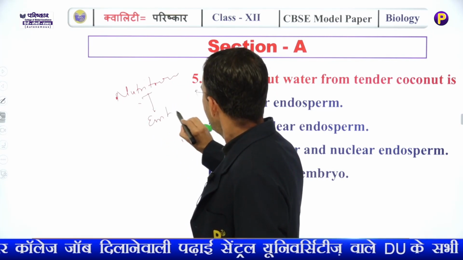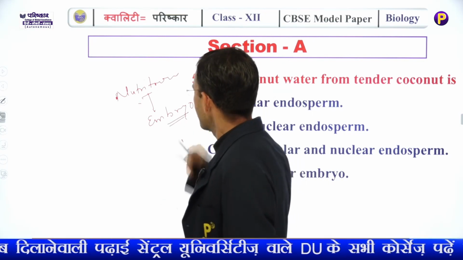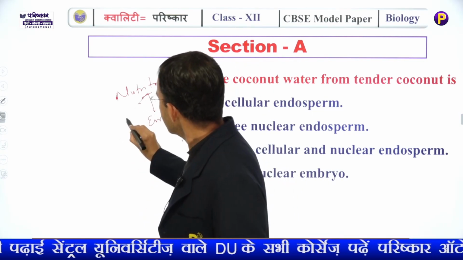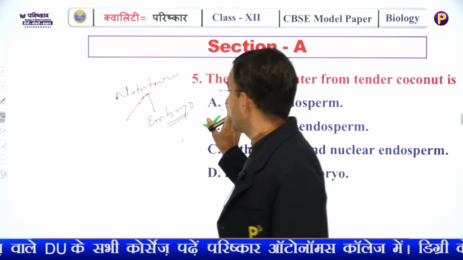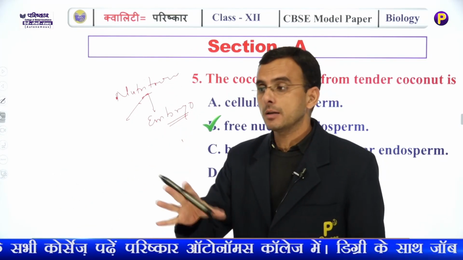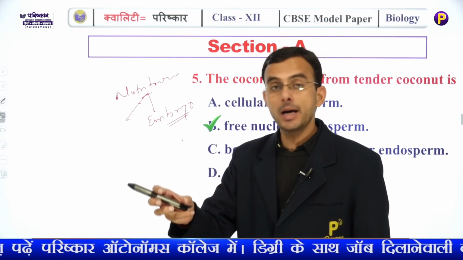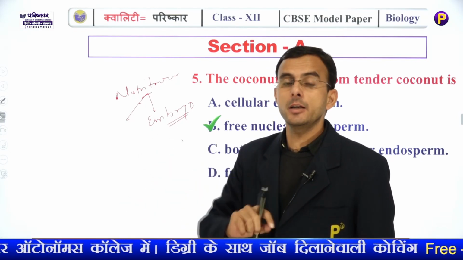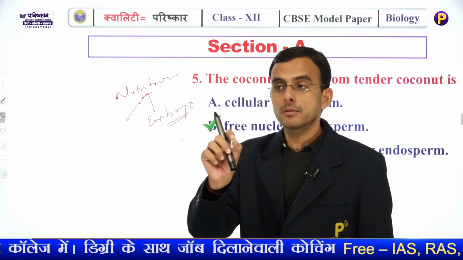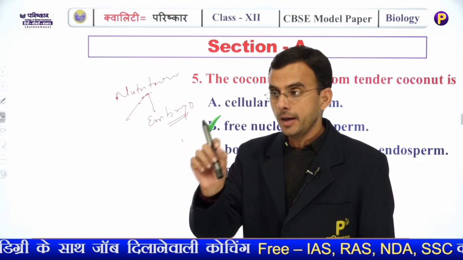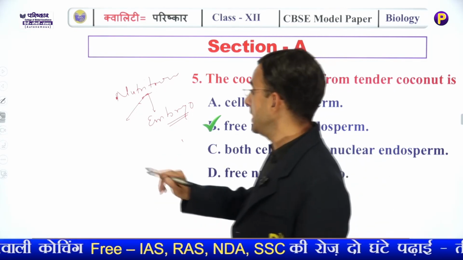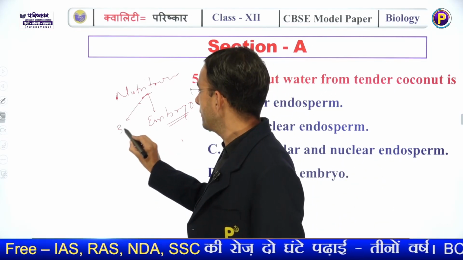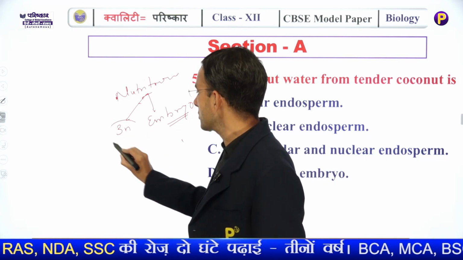And how is that formed? It is formed because after fertilization, when fertilization takes place between the male gamete and the egg, the second nucleus of the gamete and the second nucleus of the female embryo sac fuse together and form a nucleus of 3n.